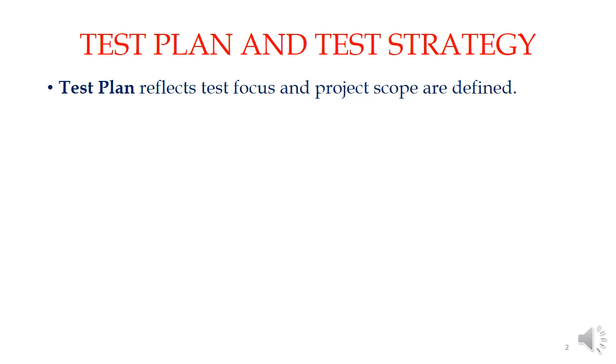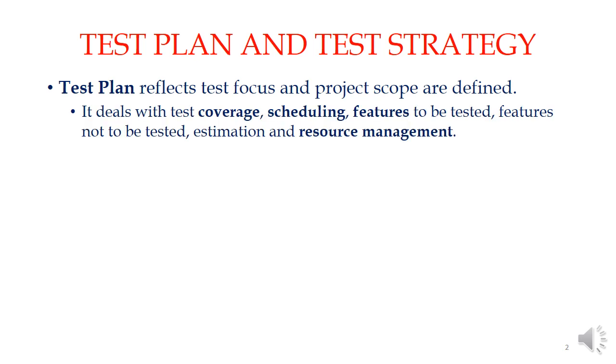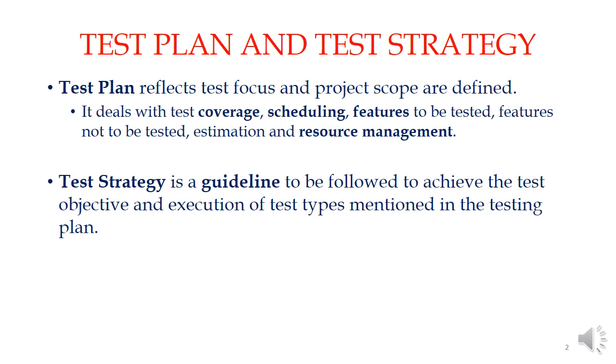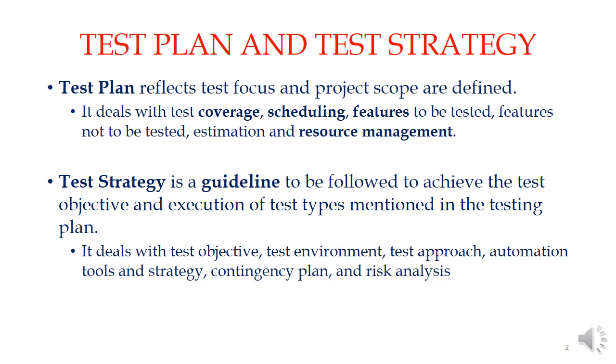Strategy. Test plan reflects a test focus and project scope are defined. It deals with coverage, scheduling, features to be tested, features not to be tested, estimation and resources. Test strategy is a guideline to be followed to achieve the test objective and execution of test types. It is mentioned in the test plan. It deals with test objective, test environment, test approach, automation tools and strategy, contingency plan, and risk analysis.